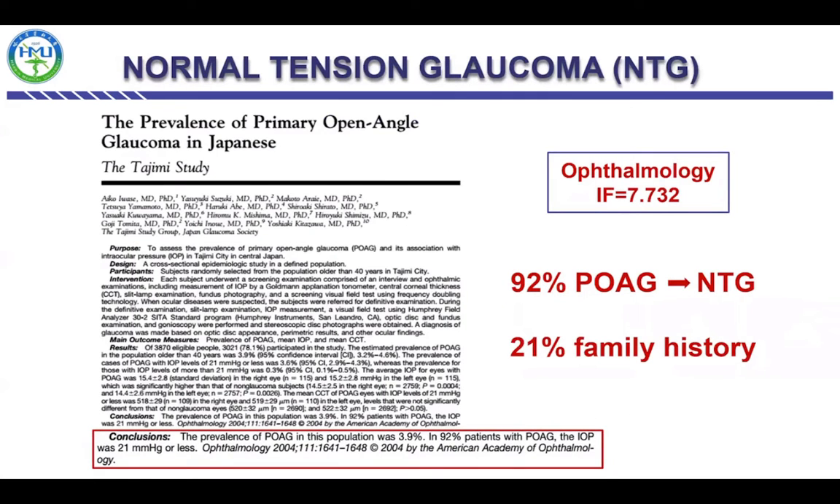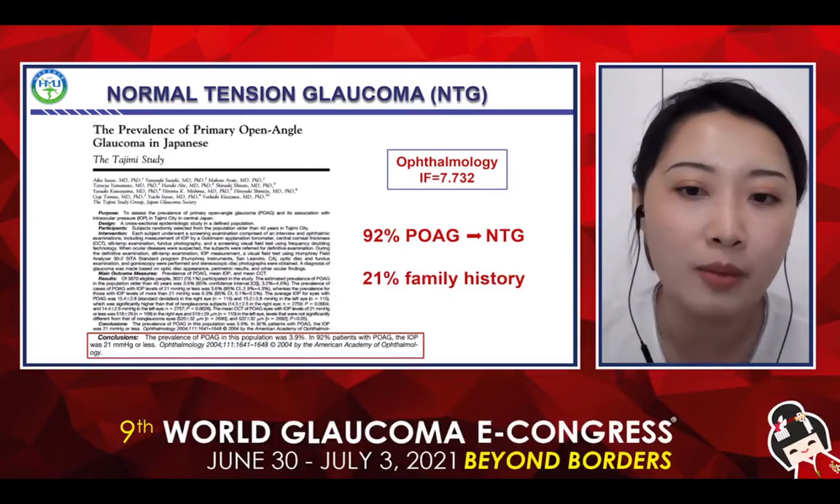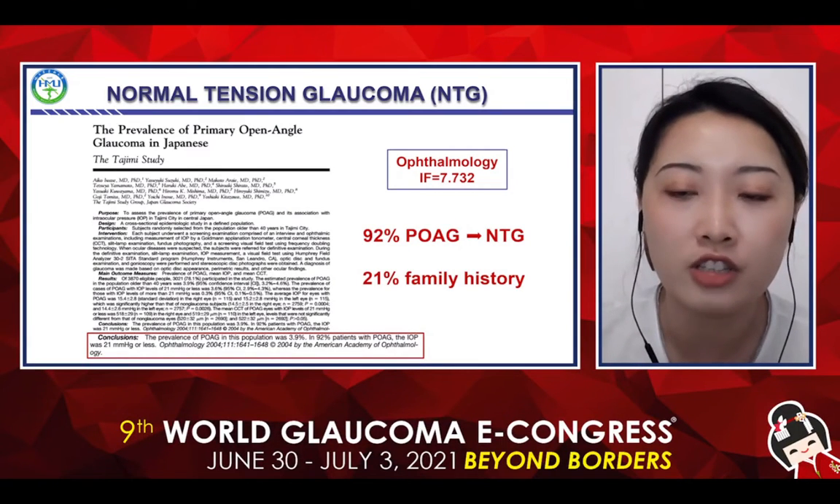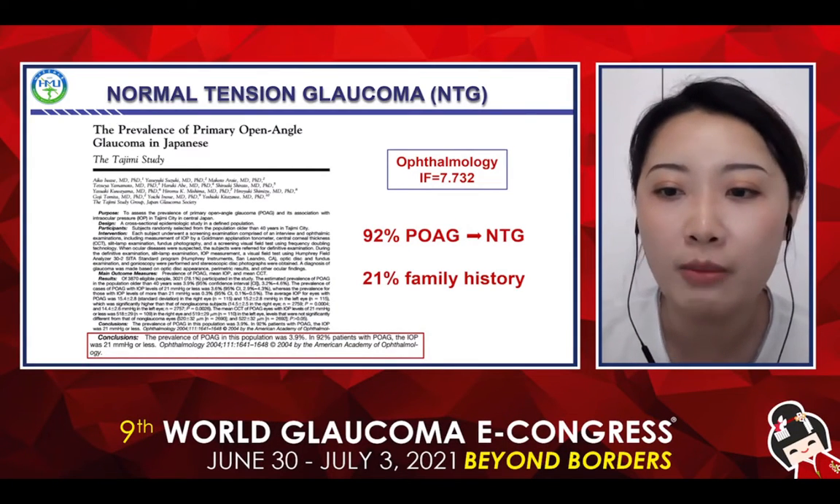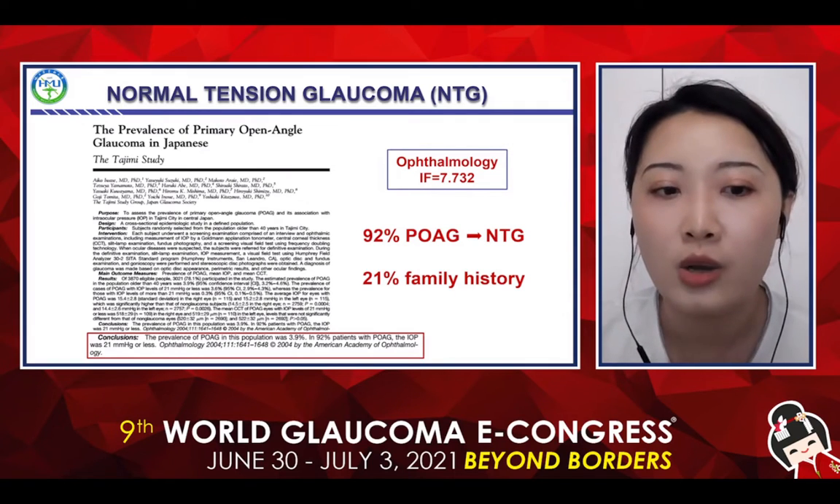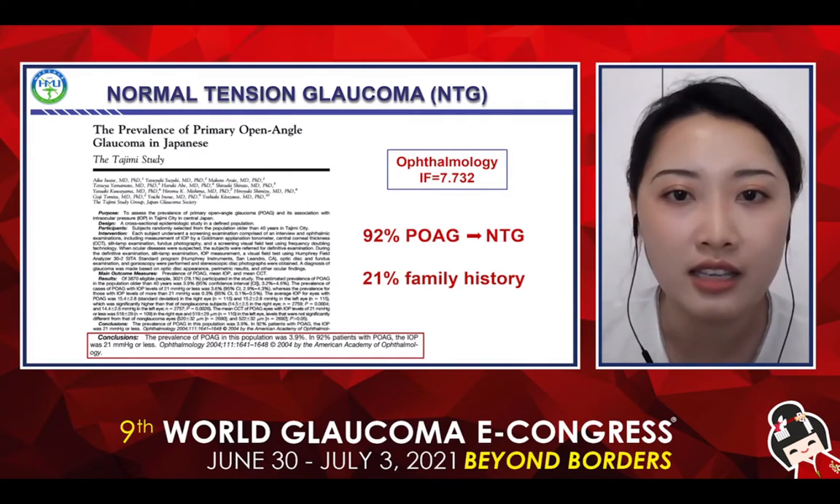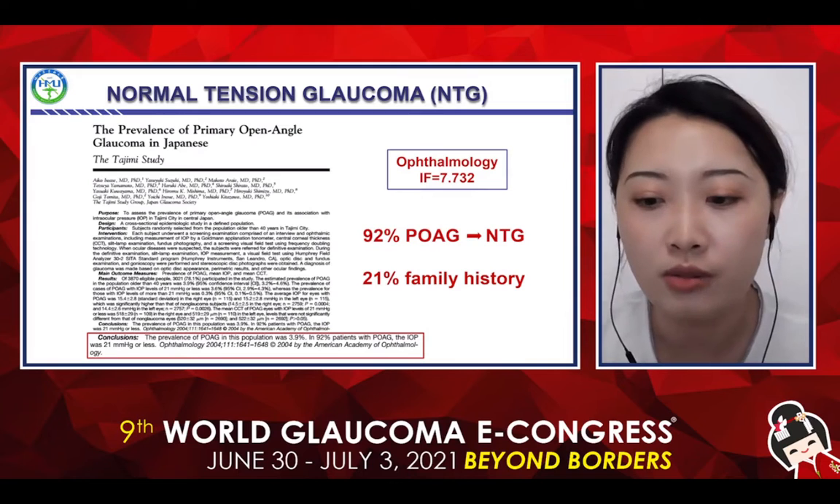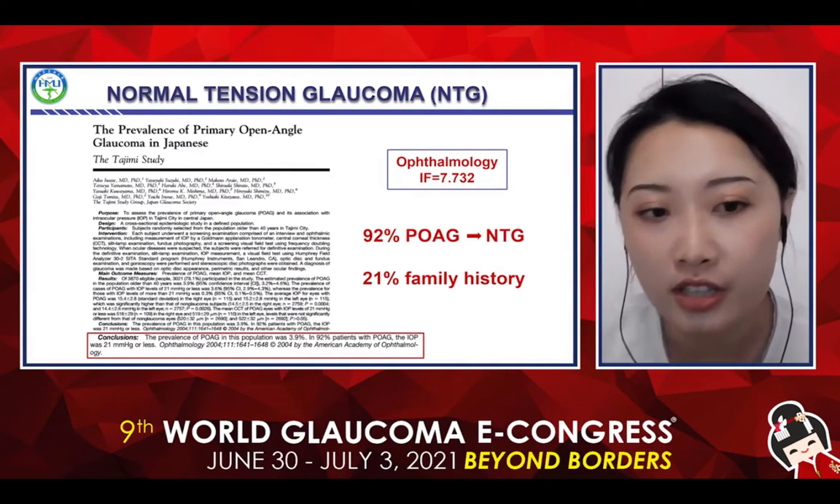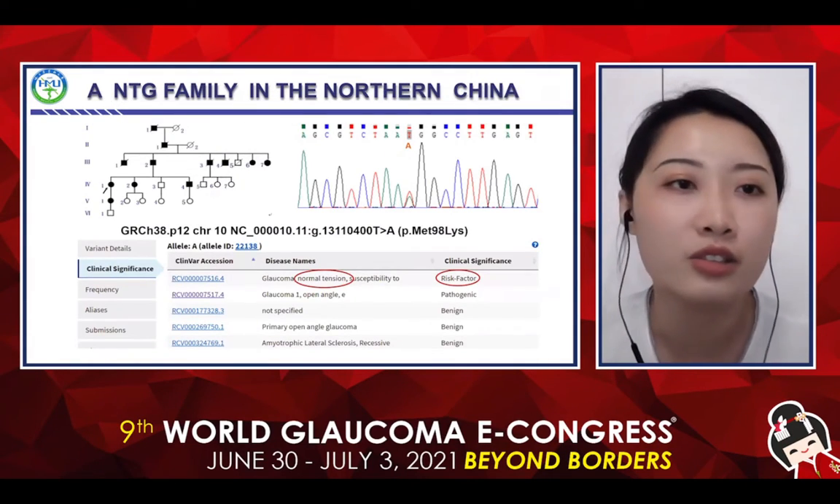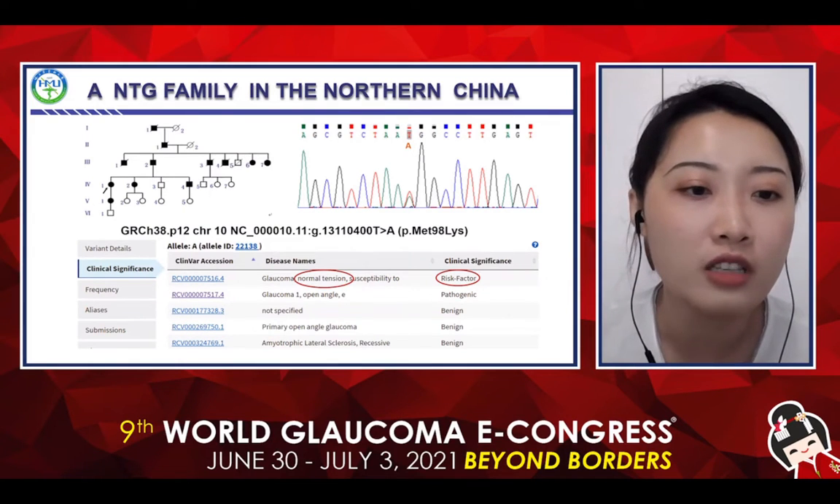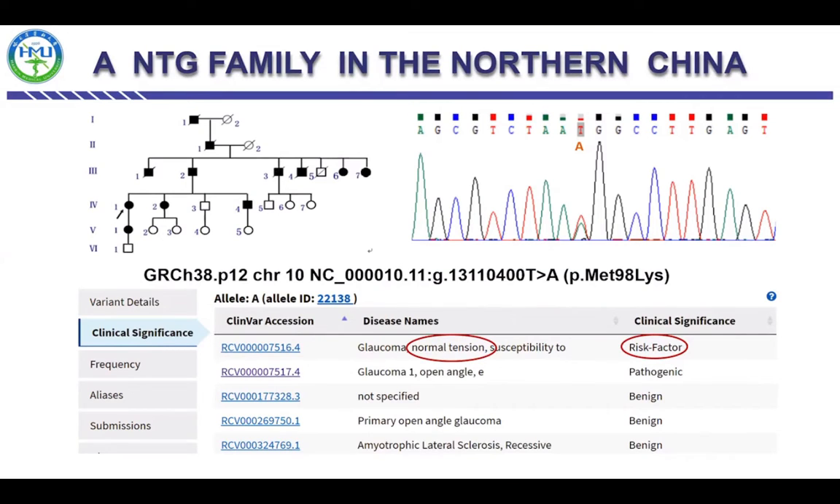Our study showed that up to 92% of patients with POAG are of the normal tension glaucoma type, and about 21% of NTG patients have a family history of glaucoma, which indicated that genetics may play an important role in this pathogenesis. And in 2008, we found a mutation in the optineurin gene from an NTG family in northern China.